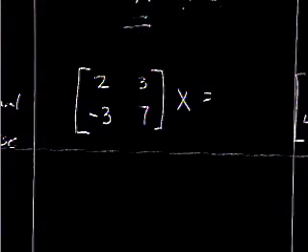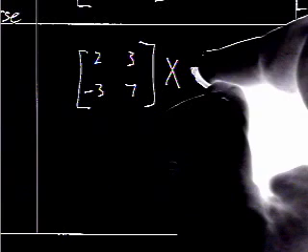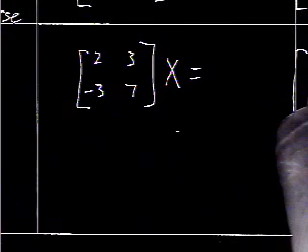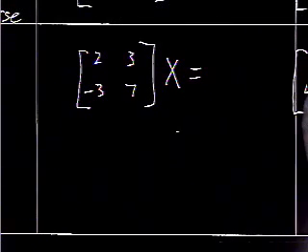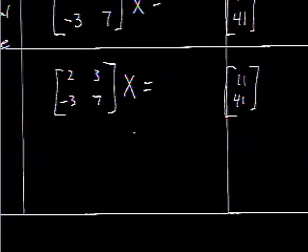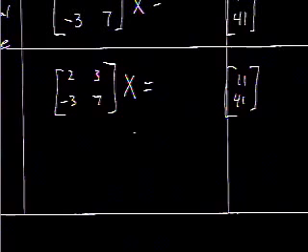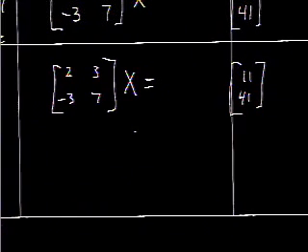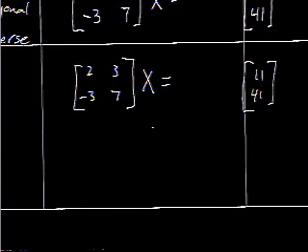Now, I've kind of run out of room, so I'm going to recopy down this next example because I don't have enough room where I wrote 2, 3, negative 3, 7 times matrix X equals 1, 14, 1. Okay, so here is a matrix system.